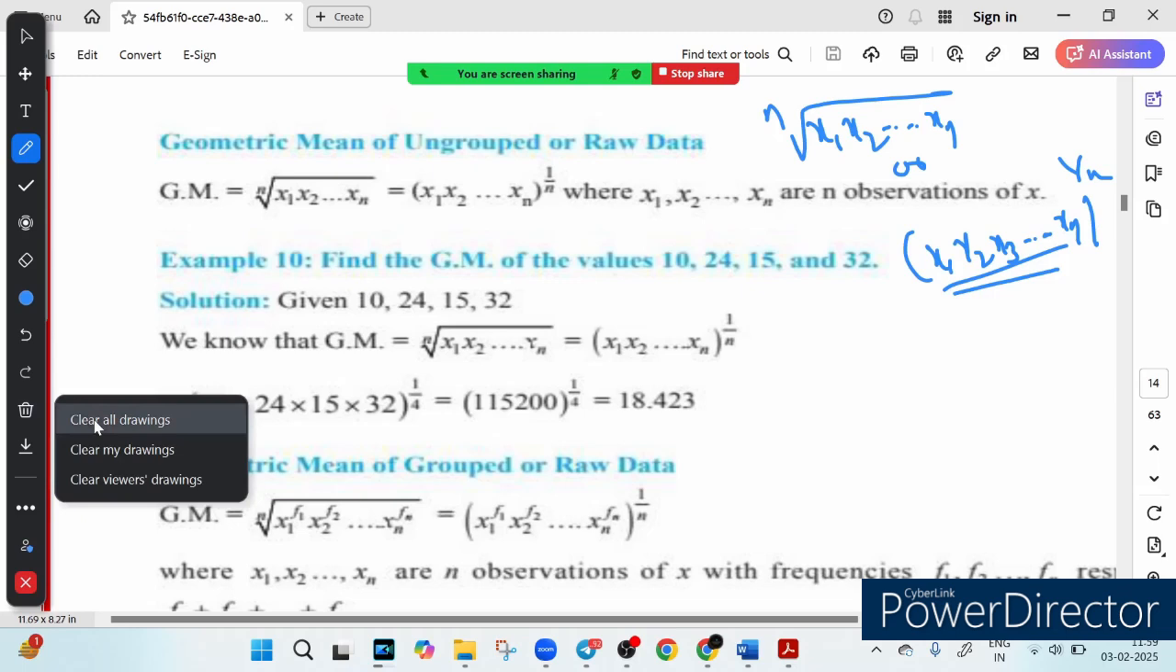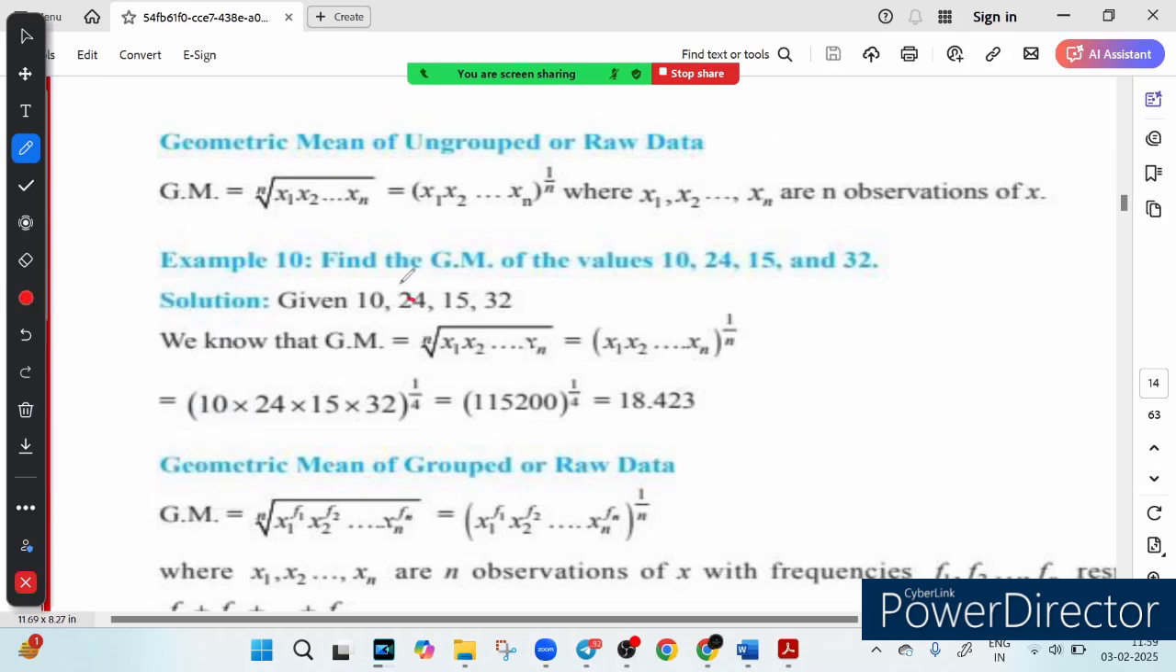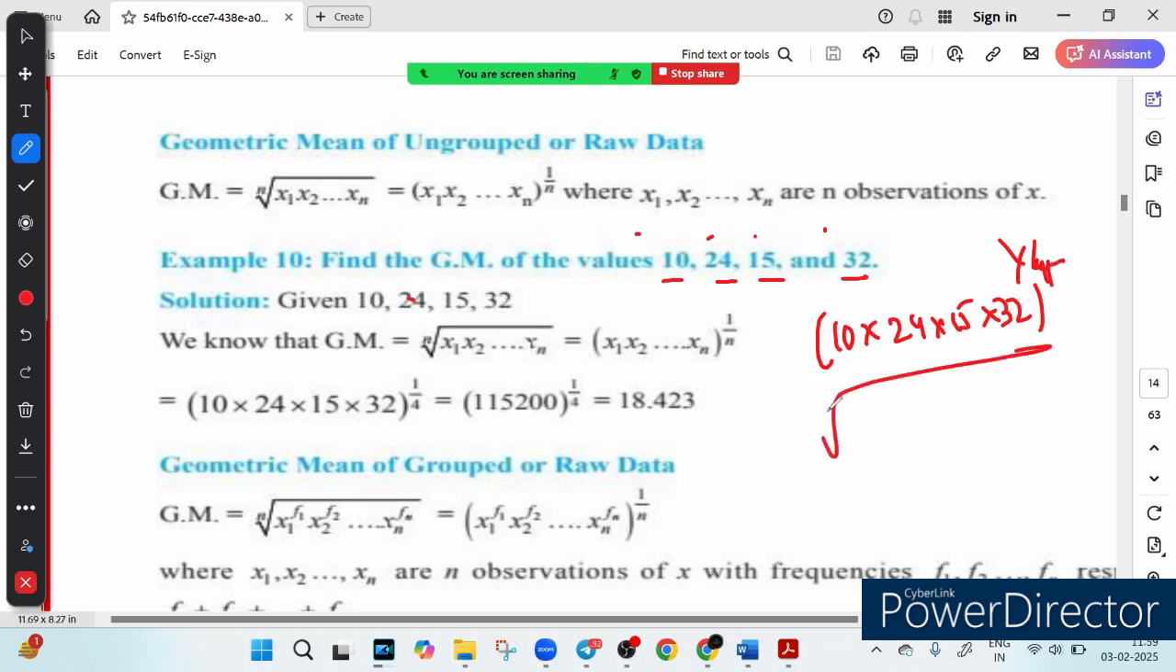Let me give you an example to make it more clear. In the first example, you have to find the GM of the values 10, 24, 15 and 32. First, multiply all of them, 10 into 24 into 15 into 32, and take the power 1 by 4 because there are 4 numbers: 1, 2, 3, 4. So you take the 4th root. Either you write this or you write it like this, both mean the same. If you calculate, you will get 18.423. I hope this makes your concept clear on how to go about calculating the GM of the values.